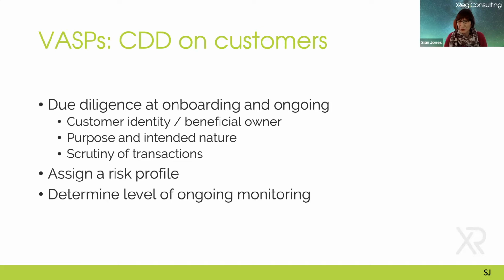And that due diligence isn't a one-time hit, that is ongoing. Things like knowing the customer's identity, understanding if there's a beneficial owner. In other words, if your customer is effectively themselves acting for someone else or fronting for someone else, or there's someone else behind them who's actually the beneficial owner of the relationship, then you need to know about that person. You have to understand the purpose and the intended nature of the transactions that the customer is undertaking, and you have to scrutinize those transactions. Essentially, you've got to assign risk profiles to customers and indeed to types of transactions. And you also need to determine the level of ongoing monitoring that you need to apply.